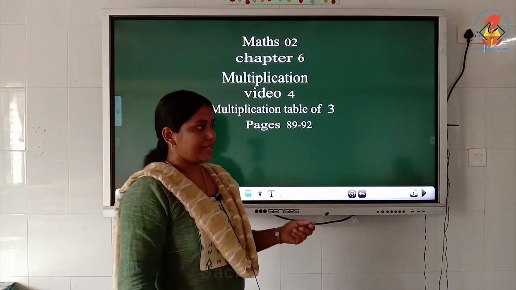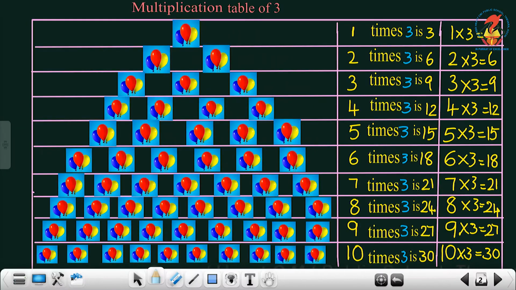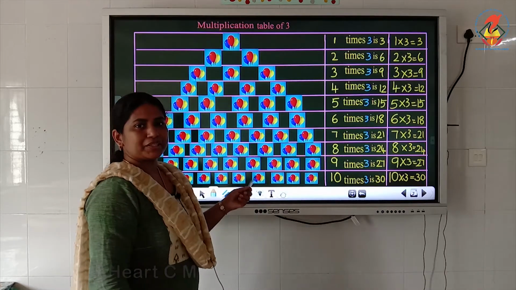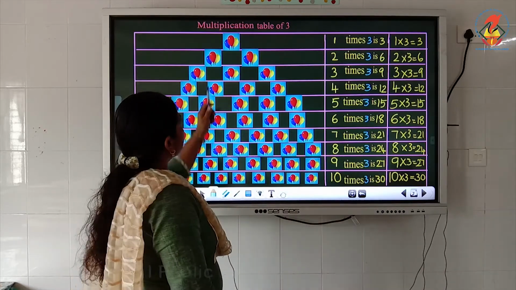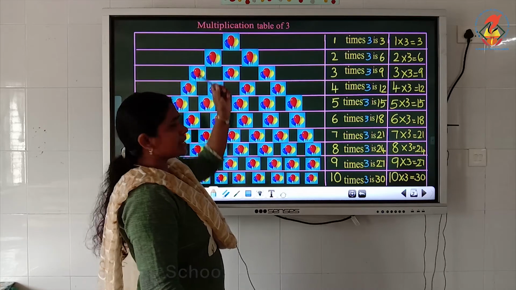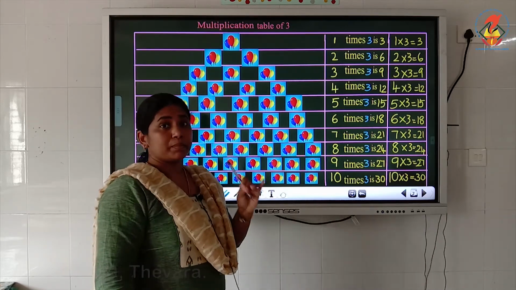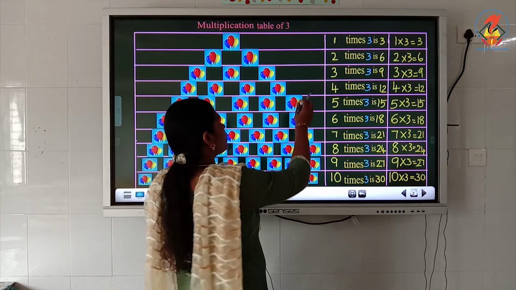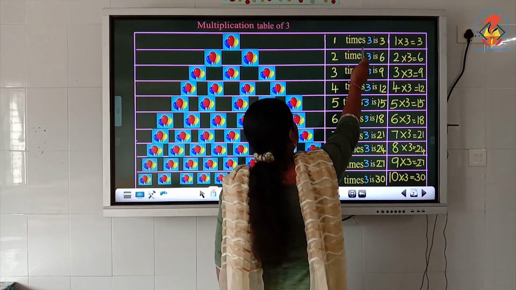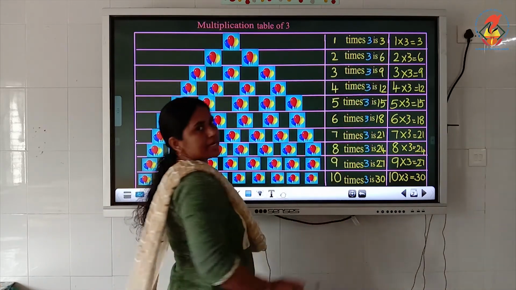The last class you studied the multiplication table of 2 and today's topic is the multiplication table of 3. All of you look into the board, children. Here you can see some pictures of balloons, is it? In the first box you can see only one group of 3 balloons, is it? So we will write 1 times 3 is 3.